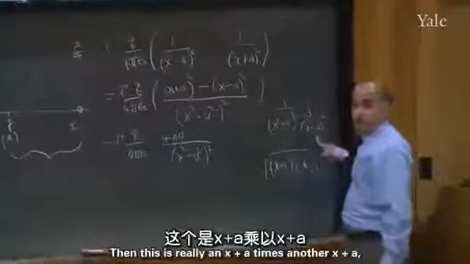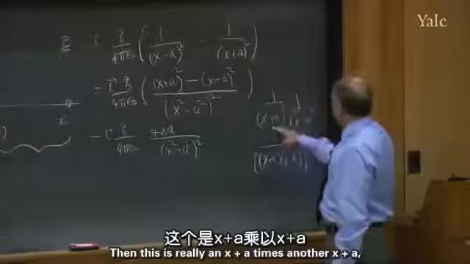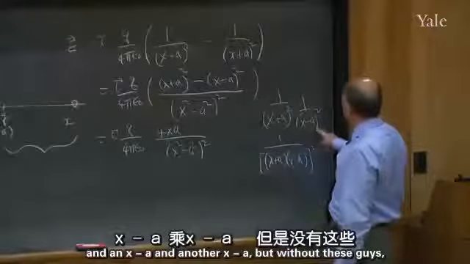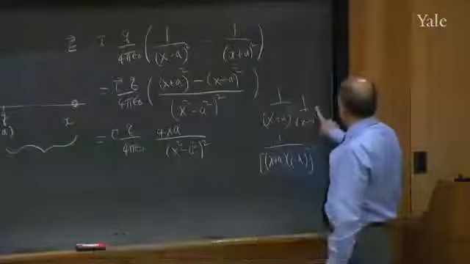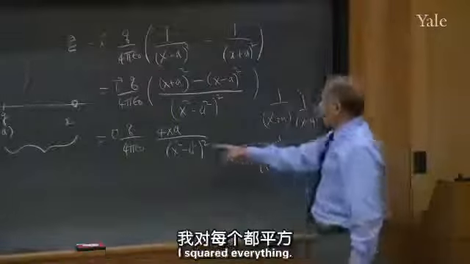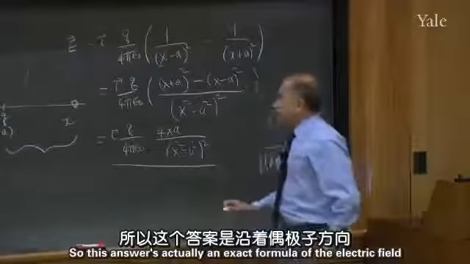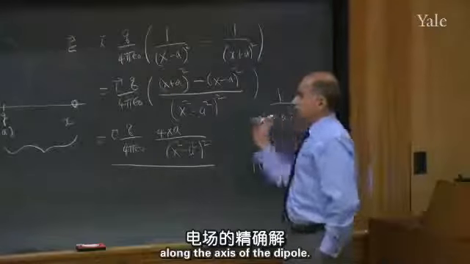So I wrote that. Then this is really an x plus a times another x plus a and an x minus a and another x minus a. But without these guys, I know it's x squared minus a squared because I got 2 of everything, I squared everything. So this answer is actually an exact formula for the electric field along the axis of the dipole.